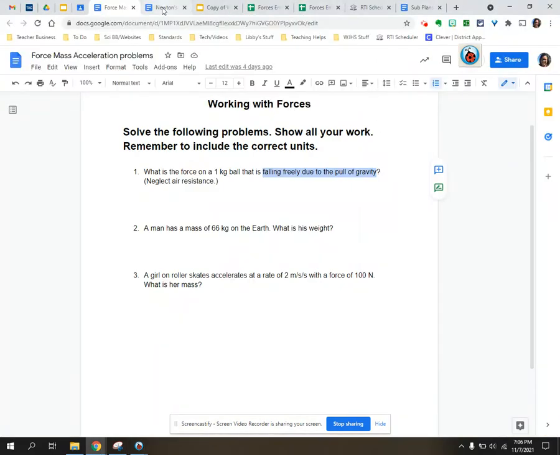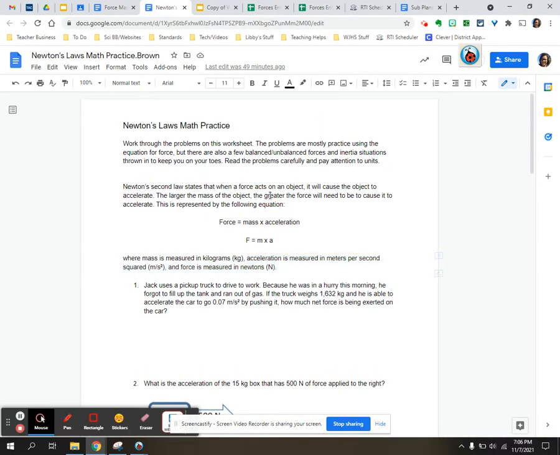Now, a really important thing, and this is right at the beginning of your worksheet here, there's a little review, or intro really, that mass is always measured in kilograms. So if it's not, you need to convert it. Acceleration is in meters per second squared, and force is measured in newtons. So be careful of that as you're working through the problems.